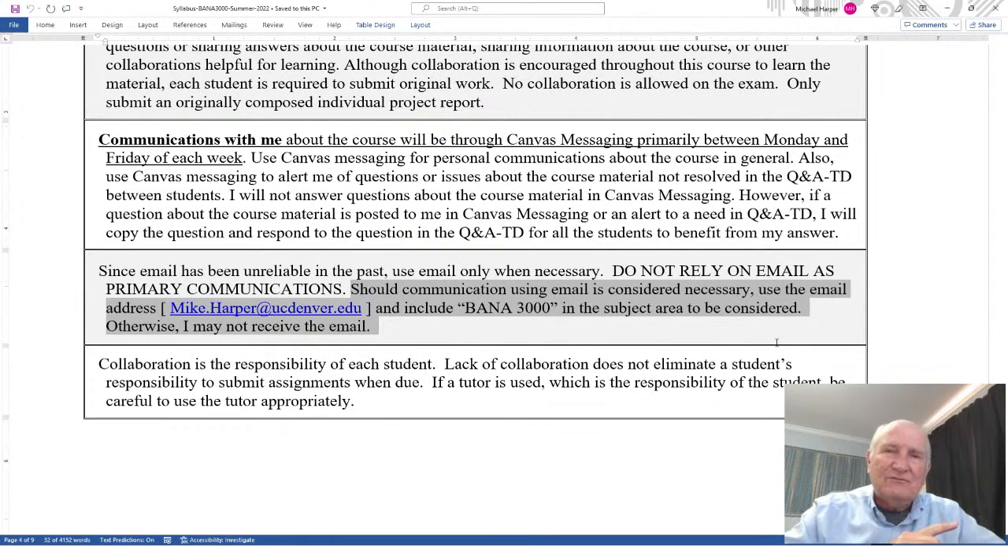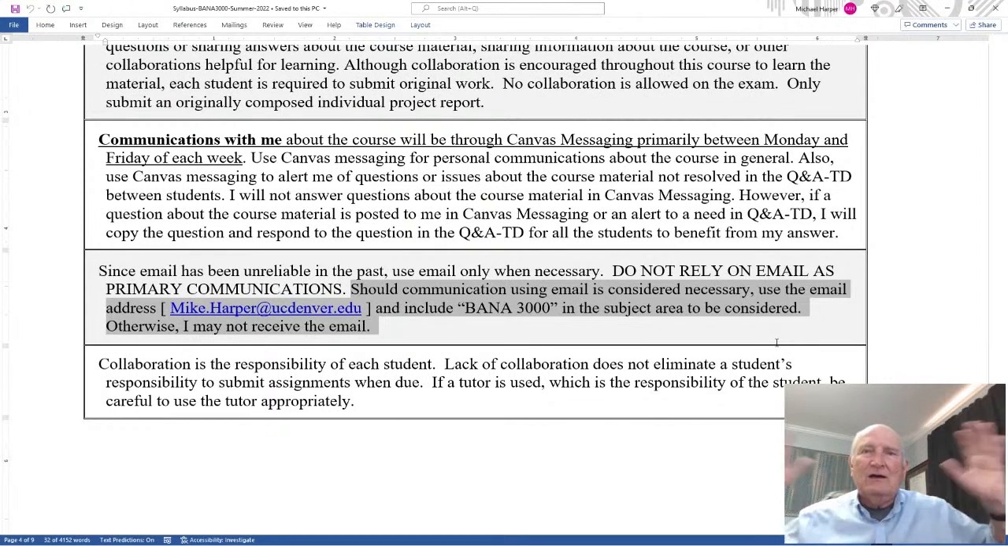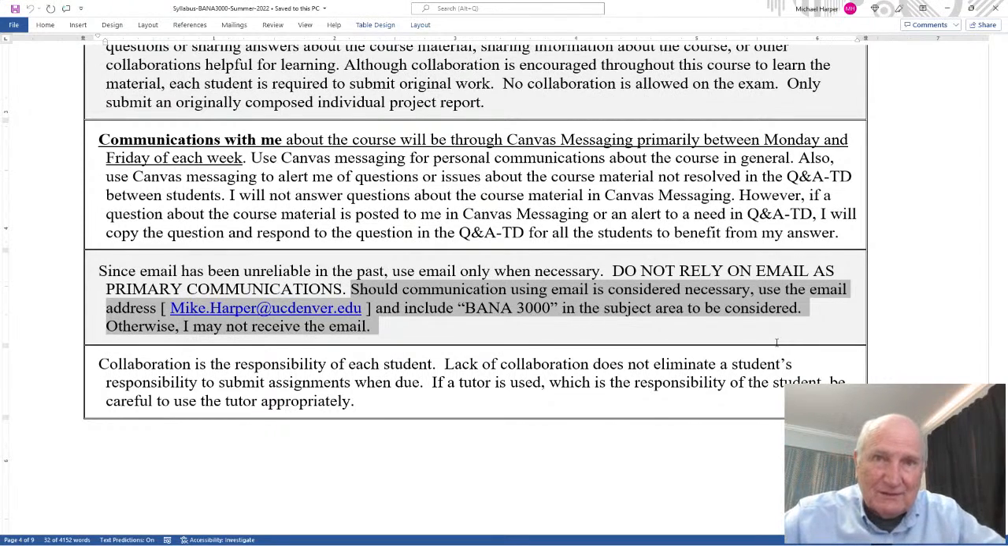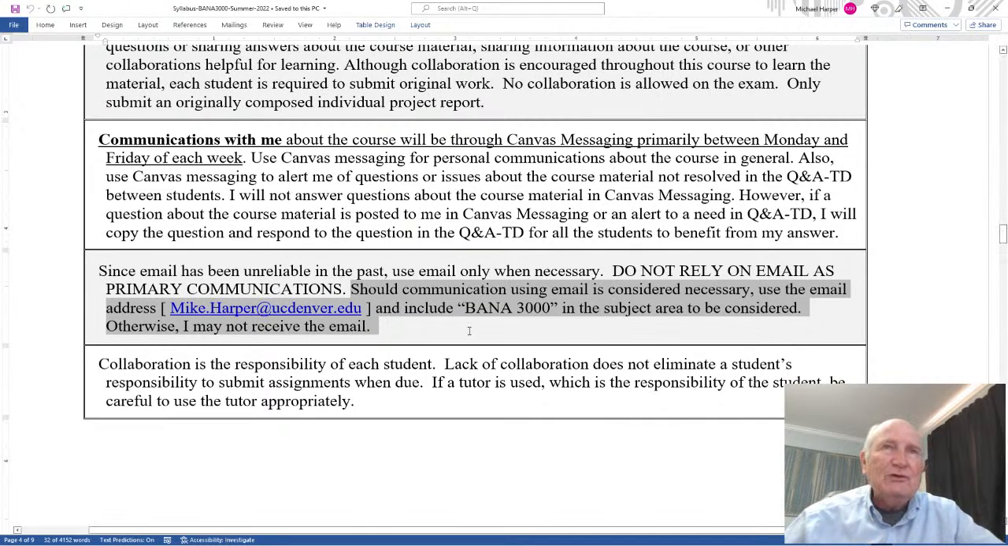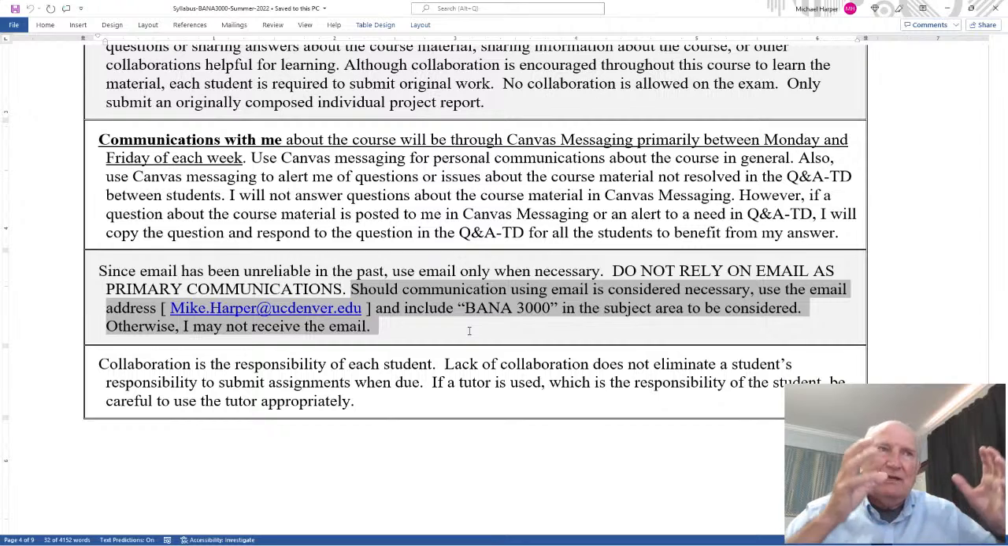Don't do it once and, if you don't hear from me, assume all of a sudden I'm absent. I'm not absent. I will respond if I see it and if I know. So make sure you keep that connection if it's necessary. Now, if you use email about the material, I won't answer it. I'll say, use the threaded discussion, and I'll copy that and put it in the threaded discussion.